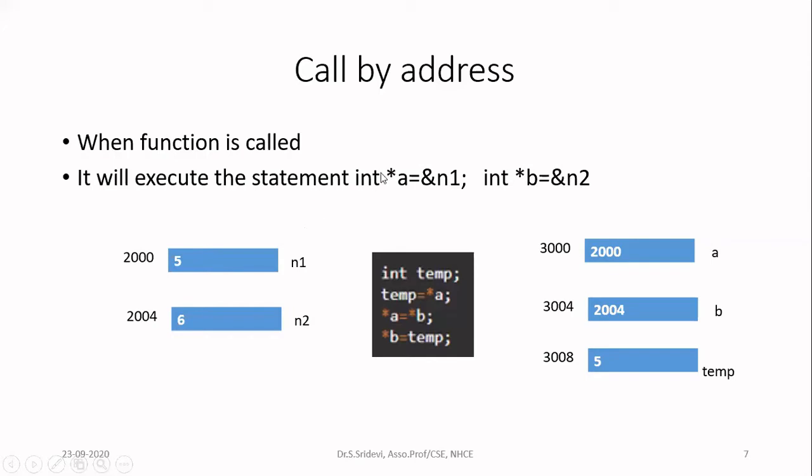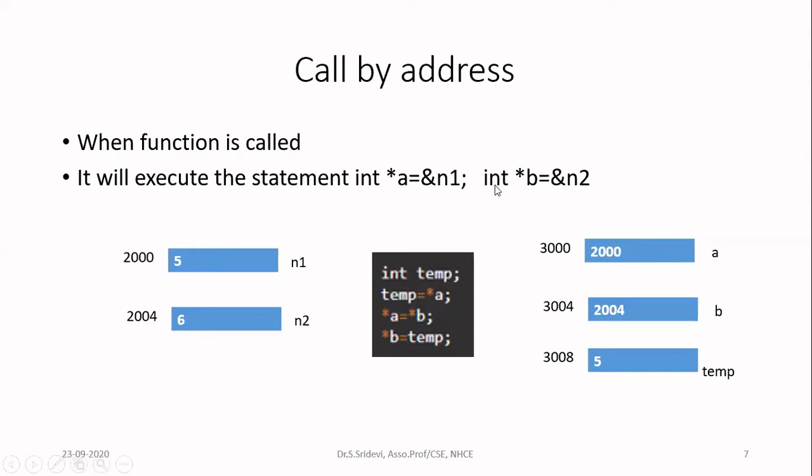Now I am going to execute the statement int *a = &n1. Now it will create a pointer, allocating memory for the pointer variable. Now what will be stored in that memory? Here you have given &n1. That means whatever is the address of n1, here it is 2000, that will be stored in the pointer variable.